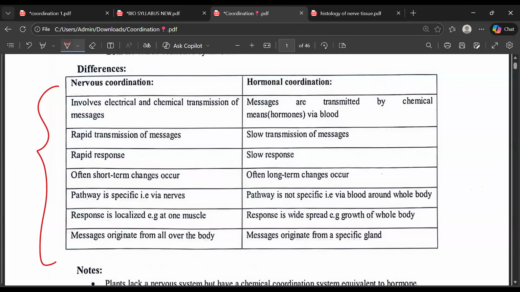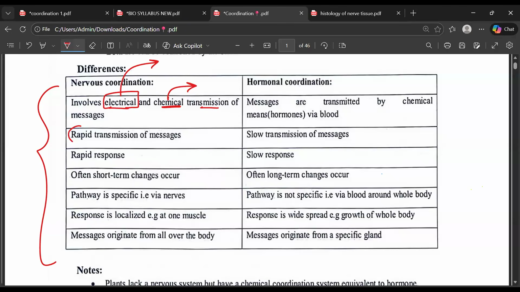They are saying it involves electrical and chemical transmission of messages. We shall see the chemical part when we reach the synapse. But the electrical, I already told you that the nerve impulses are what? Are electrical. The chemical part, we shall see it.